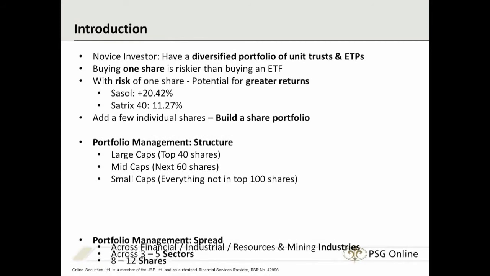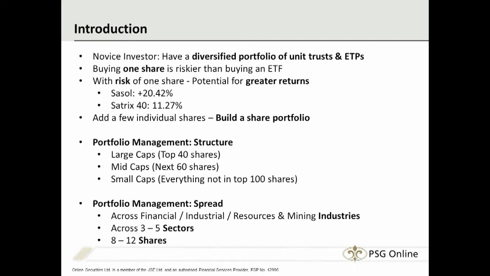Okay, we also talk about portfolio management and using what we call diversification to manage risk. So we talk about the spread of your portfolio. The idea is to spread it across all the different industries, and I've broken it down to financial, industrial, and resources and mining. And within those different industries, you want to choose between 3 and 5 different sectors, and out of those 3 or 5 different sectors, between 8 and 12 different shares. And that's ultimately what your share portfolio will consist of.